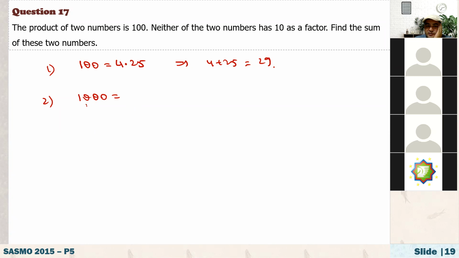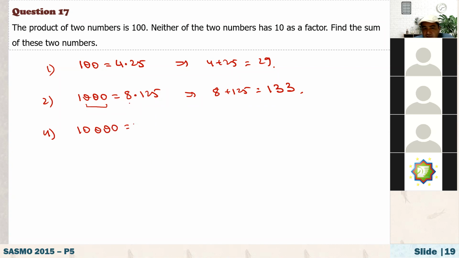Again, guys, if it's 1000, this one has 3 zeros. So here, multiply by 2, it will be 8. Multiply by 5, 125, right? 8 times 125 is 1000. And neither of these numbers has 10 as a factor. So the sum is 8 plus 125. That's equal to 133. And number 4, how about if the question is 10,000?